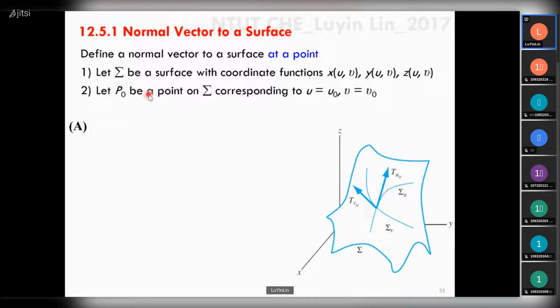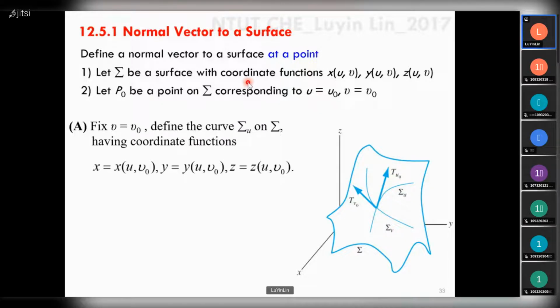So first, the sigma, we give this symbol. The sigma is this surface. And you give me one point, P0. The P0 corresponds to U equal to U0, V equal to V0, sorry. If you put U0 and V0 in the point, you will get P0. Okay, so there are two steps to get a normal vector.